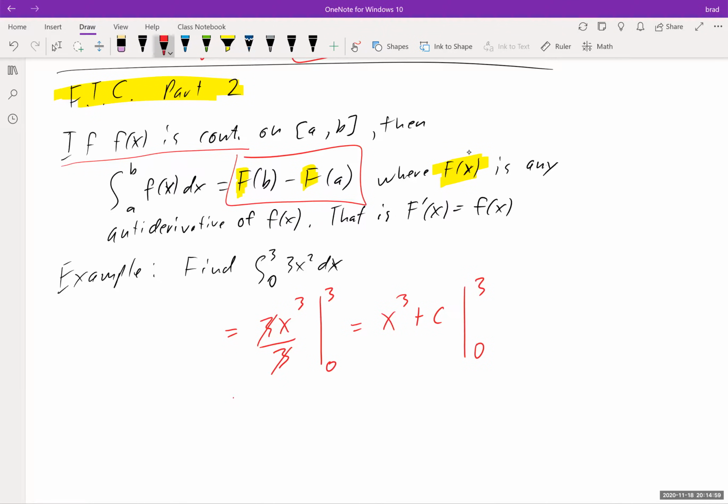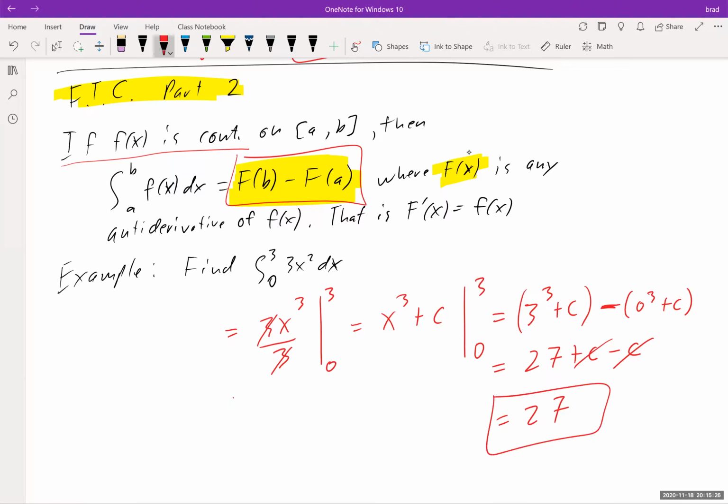Okay. So it says that we now do this: big F of B minus big F of A. So that would be 3 cubed plus C minus 0 cubed plus C. Okay, so this is going to be 27 plus C minus C, and the C's will always cancel. So we do not have a plus C when we're doing the fundamental theorem of calculus.